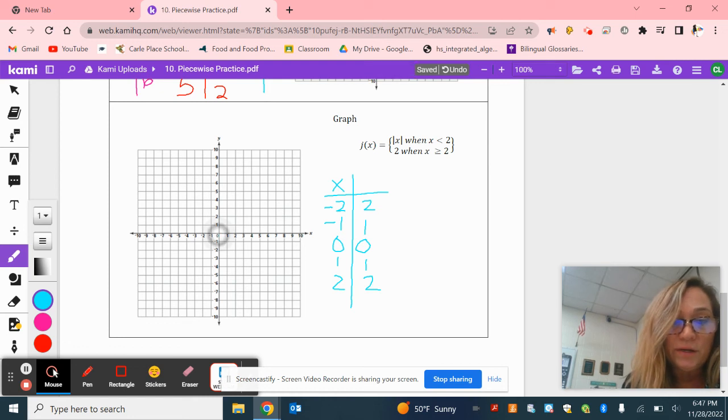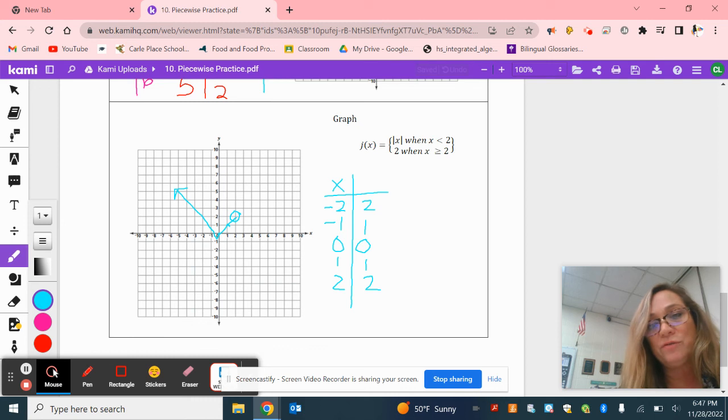So this is going to look like this. And it's going to be an open circle here because there is no equal bar next to that 2. And that's going to go on forever. Absolute value looks like a V.